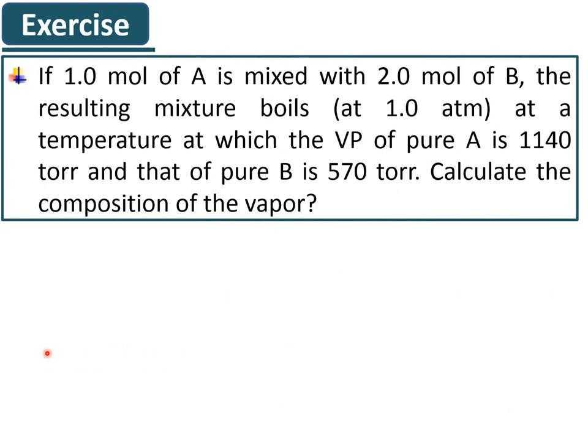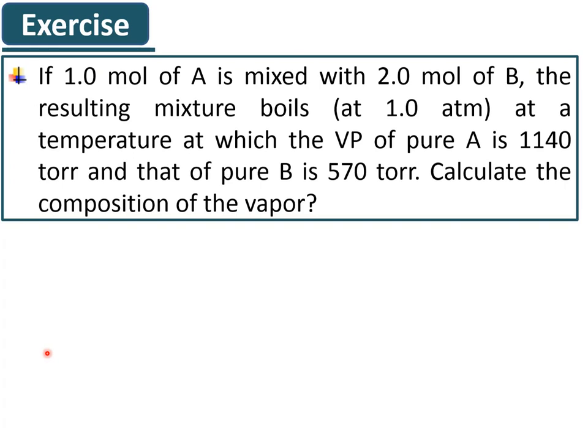1 mole of A is mixed with 2 moles of B. So this is in the solution phase. So you can calculate very easily the mole fraction of A and the mole fraction of B. Which has a higher mole fraction? B will be higher, as it has two moles. The mole fraction of A will be one third, and B will be two thirds. So the resulting mixture will boil at one atmosphere.